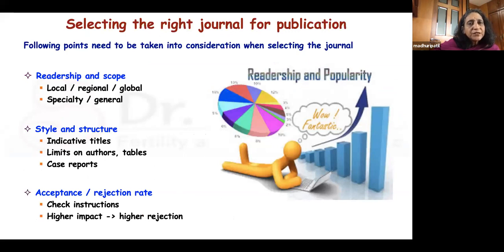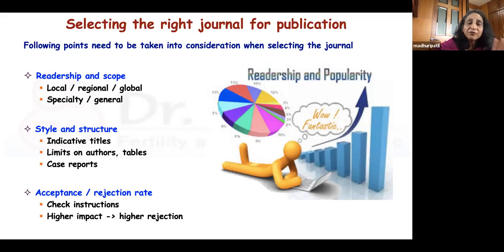So what are the points you need to keep in consideration when you're selecting the journal? One is the readership and the scope, whether it's local, regional, global, and whether specialty or general. Because if somebody submits an obstetric article to a JHRS journal, we will not accept it, because the scope of our journal is only infertility, andrology, and embryology.